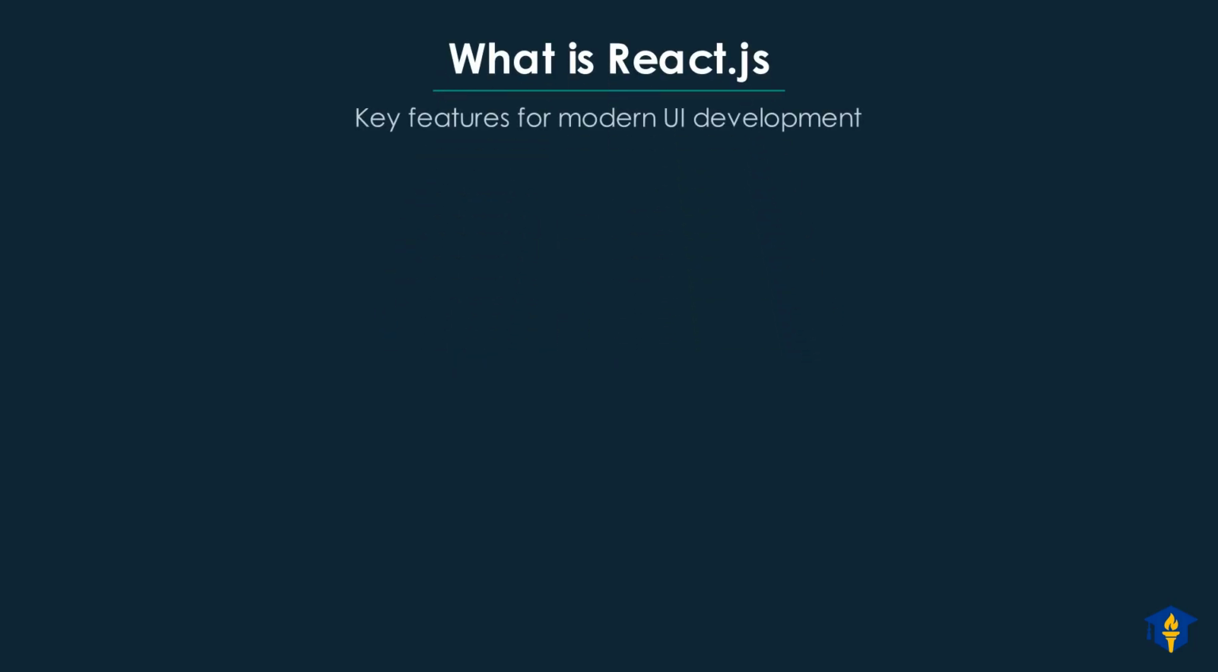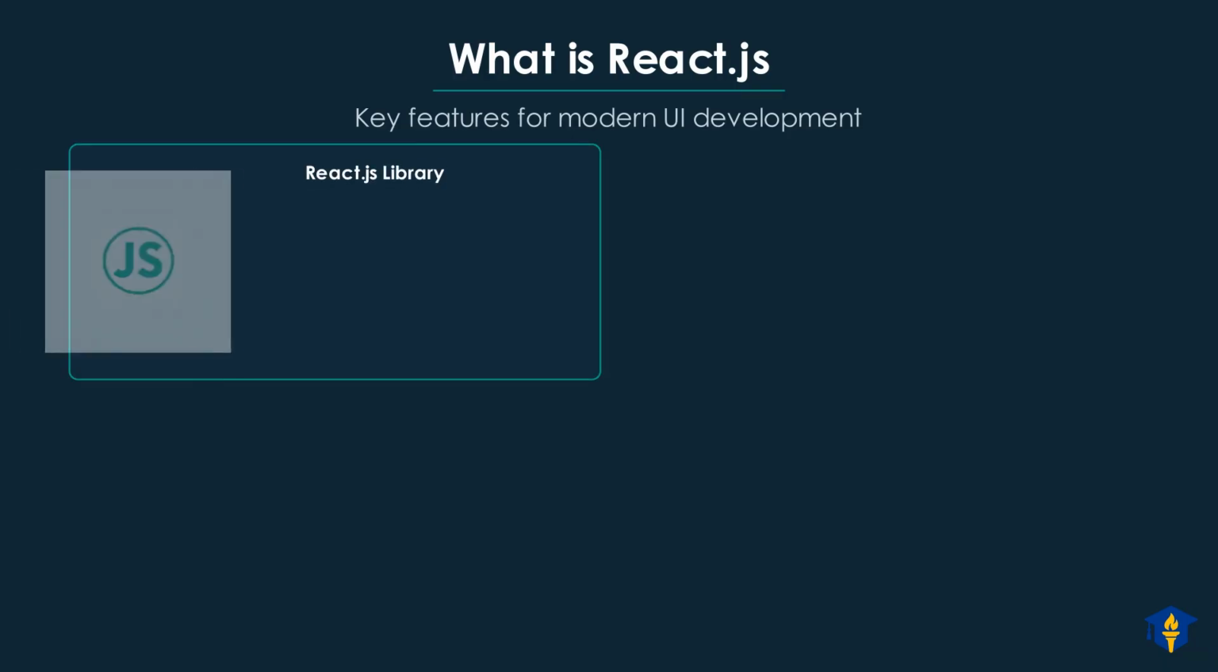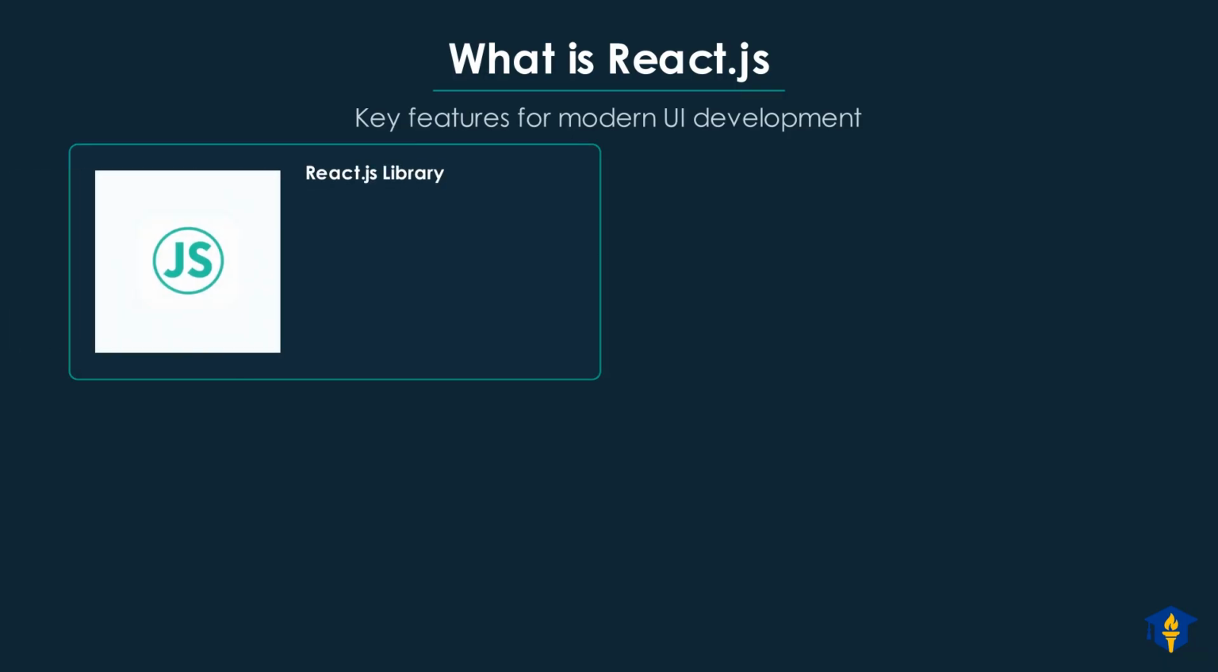We will now delve into the core features that make React.js a popular choice for UI development. React.js is fundamentally a JavaScript library. This powerful JavaScript library is specifically designed for building dynamic and responsive user interfaces. It is actively developed and meticulously maintained by Facebook, now known as Meta. React.js significantly streamlines the entire front-end development process, making it more efficient.